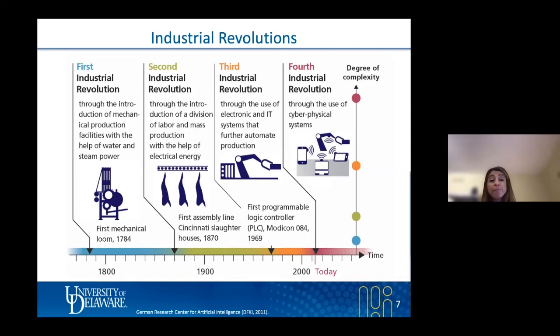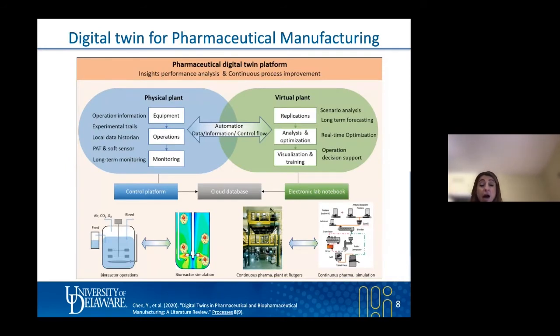So in terms of pharmaceutical manufacturing, we have the digital twin. The concept of the digital twin is the representation of the physical plant with all the information that we can extract. The physical plant is not only the equipment, it's the operations and also the PAT technologies, which are the sensors that you have and the communication with the control platforms. All of those components are what make up the physical plant.